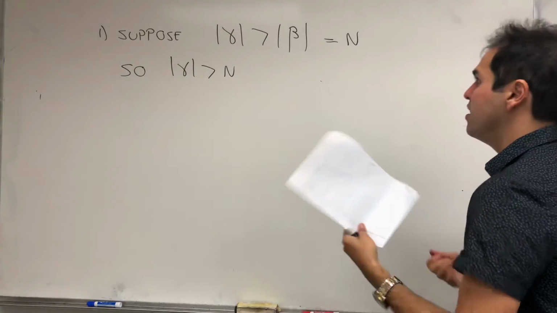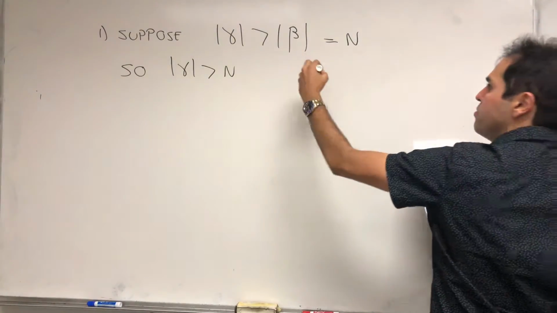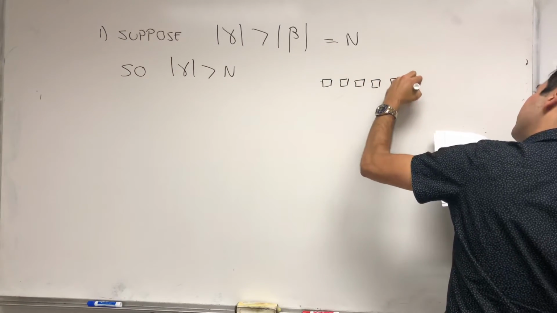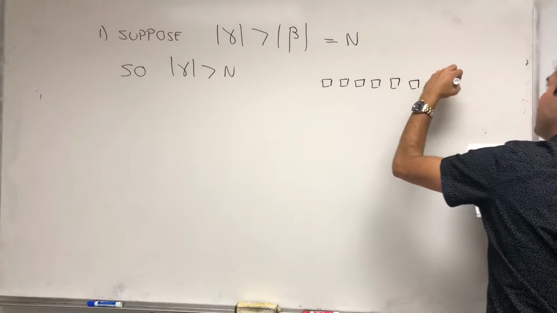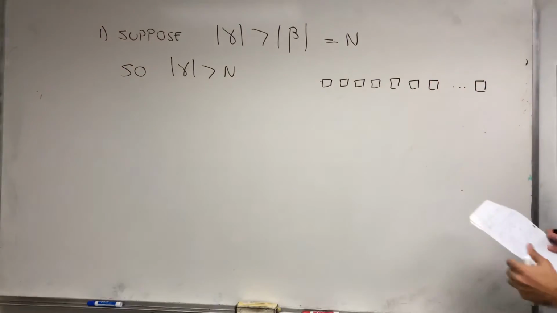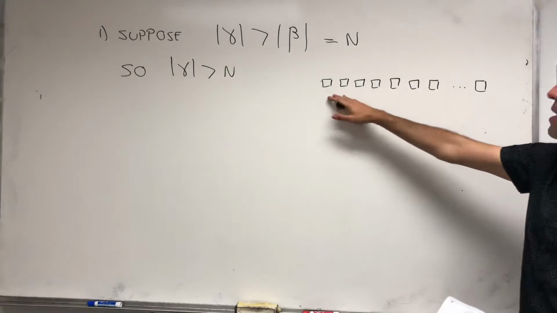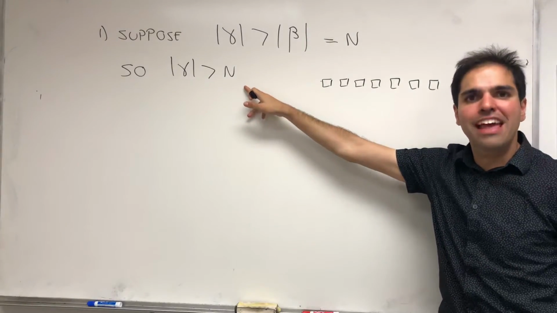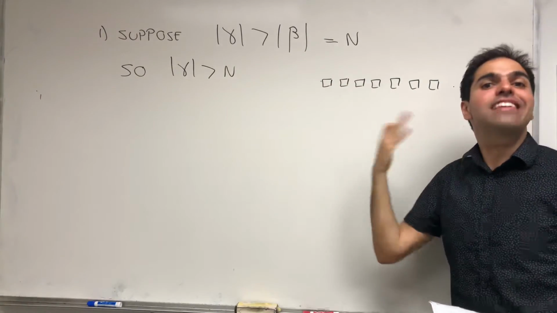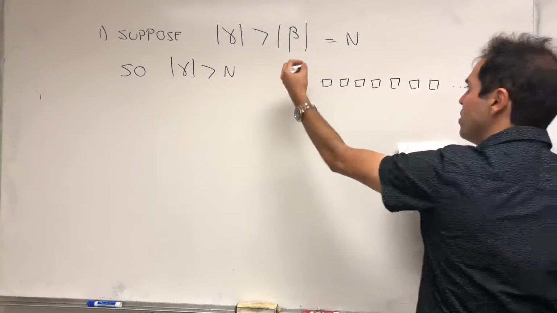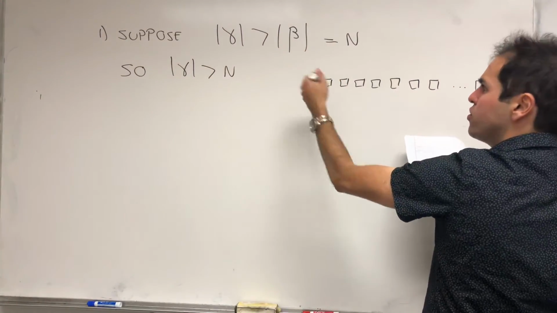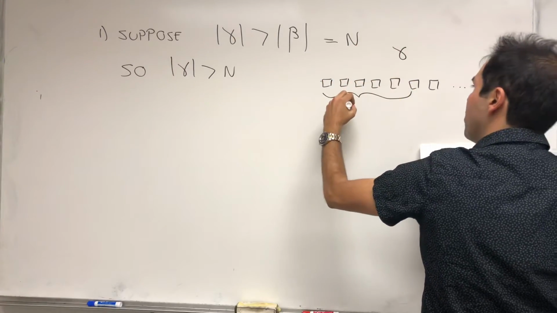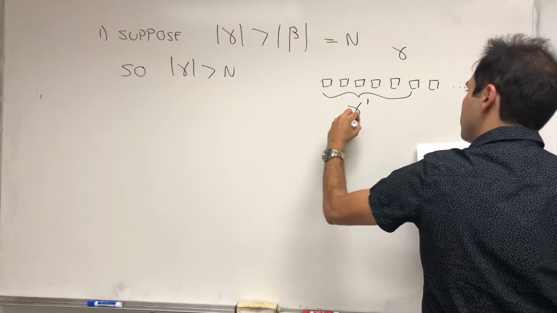Because what do we have? Gamma is some set like that. Square, square, square, square, square. Lots of squares. Again, it's possibly infinite. And because gamma has more than n elements, it has to have at least n plus 1 elements. What we want to do is choose a subset of gamma with n plus 1 elements. So let's call it gamma prime, with n plus 1 elements.